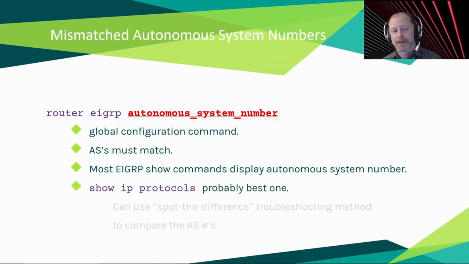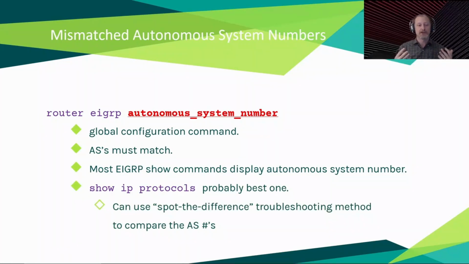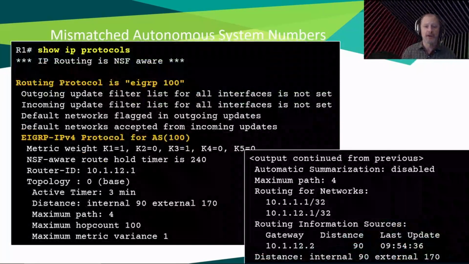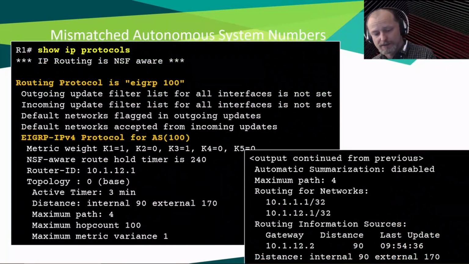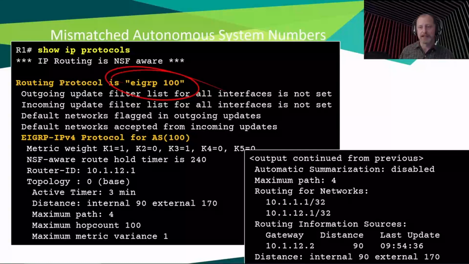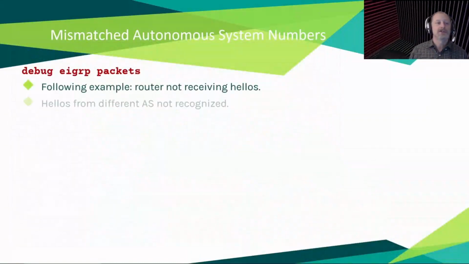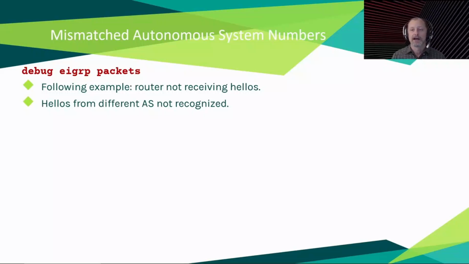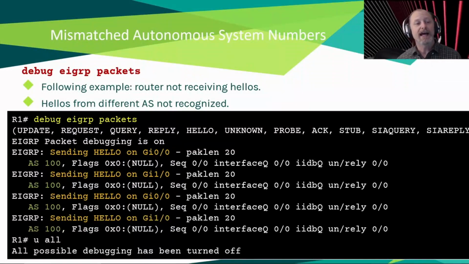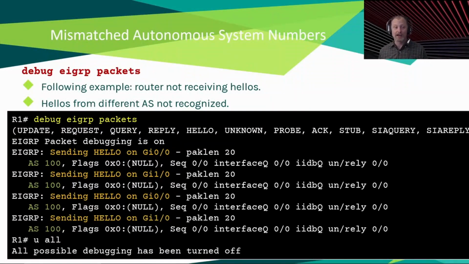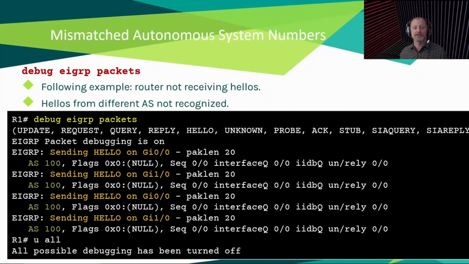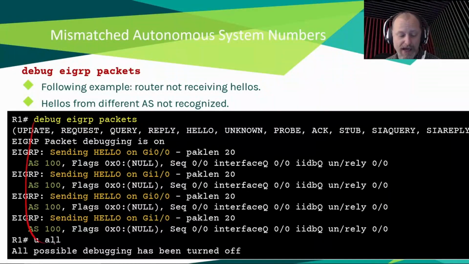Okay. So you can use the spot the difference to compare the autonomous system numbers, right? So here we have show IP protocols, and we see AS100. Issue the command on the other router, see what it says. Okay. We can also debug EIGRP packets. In this example, there we go. We can see that apparently we are not receiving any hellos, but we're ignoring them because the autonomous system number is different, right? We can't actually tell that from this output though.